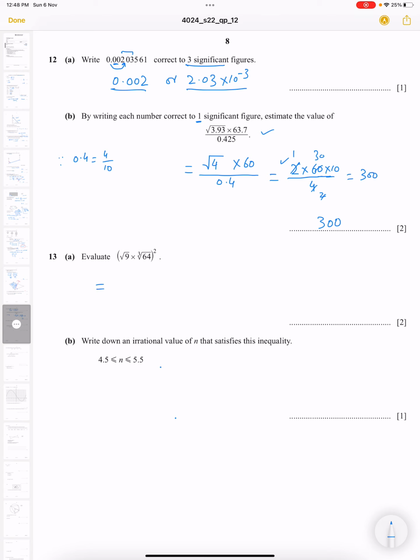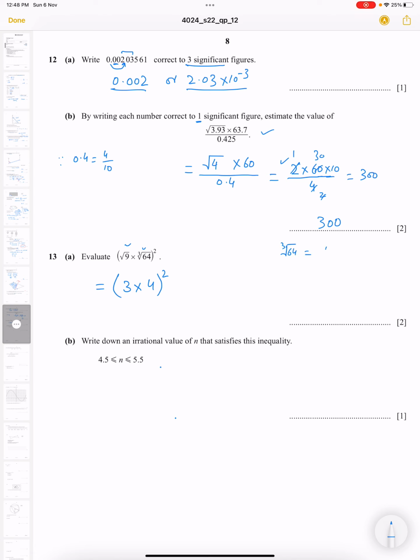Okay, next question. It's square root of 9 multiplied by cube root of 64, and the square of the whole value. As we know, square root of 9 is 3. Cube root of 64 is 4, and whole square. Those who don't know how cube root of 64 is 4, let me do this working.